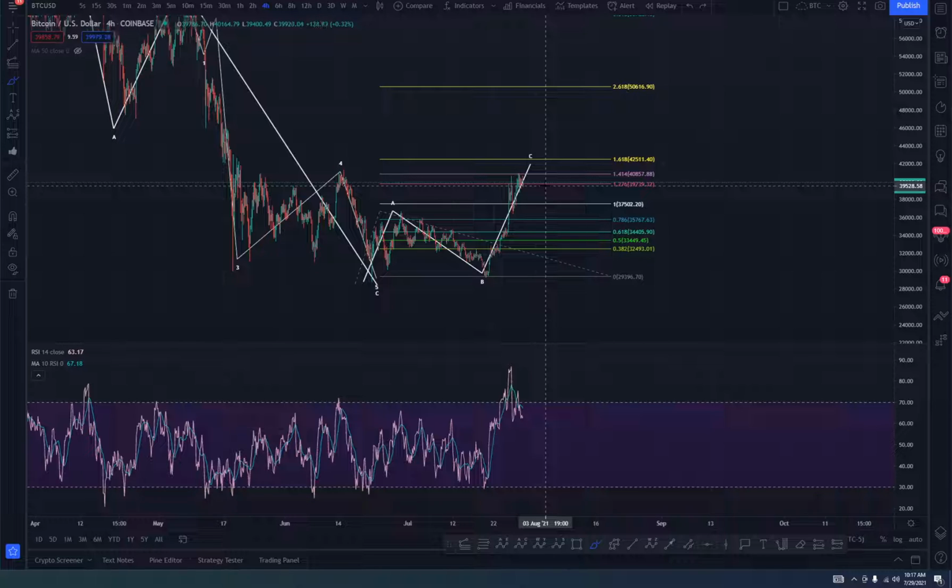So this is one of my counts. I'm going to show you a couple of counts, so hang in there after I deal with this count and talk about where we might go if this count is correct. I want to give you a couple of what I really think is happening here. So we'll dive into that in just a moment. But for this ABC to be happening, we need 5 waves in C. So let's zoom into the 15-minute time frame.